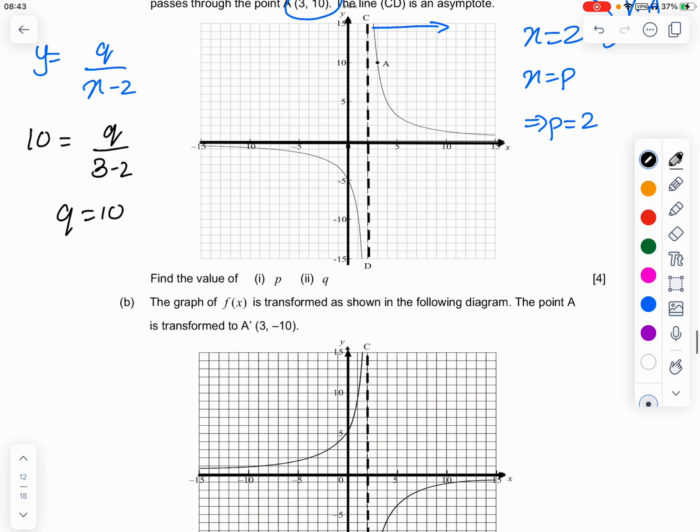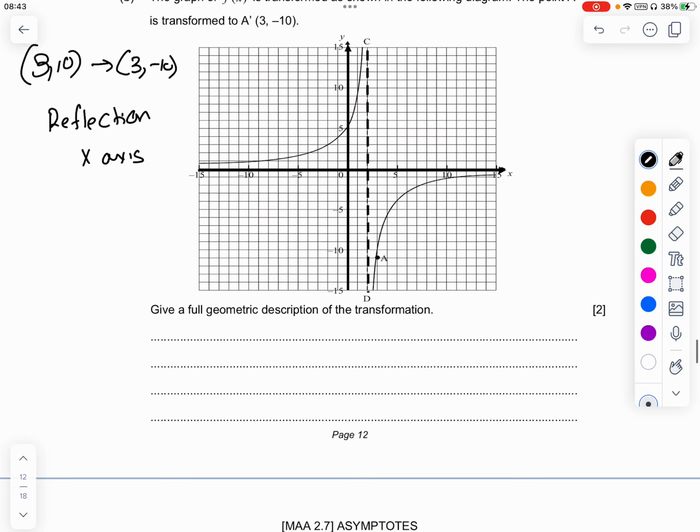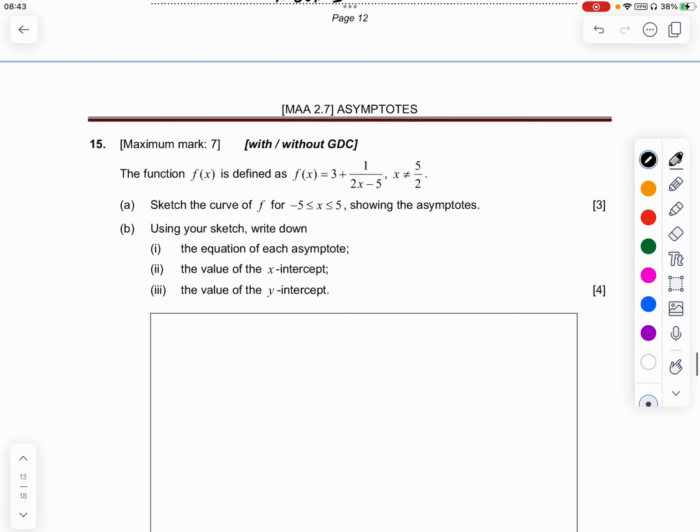The graph f of x is transformed as shown in the following diagram. The point A is transformed to 3 comma minus 10. So 3 comma 10 became 3 comma minus 10, which means it is a reflection in the x-axis, because the y values are changing. Write the full description of the transformation. It is 2 marks, so you should write 2 points. The first point is reflection, the second point is in the x-axis.